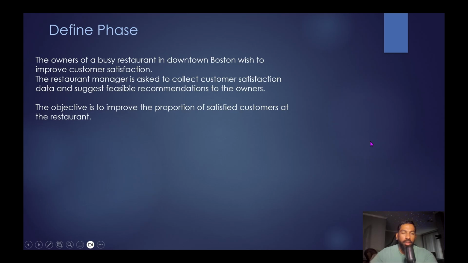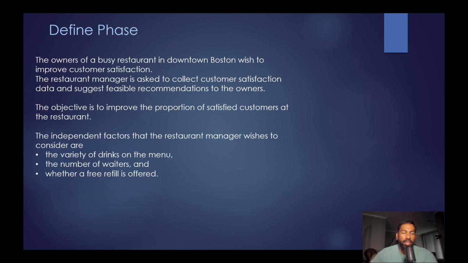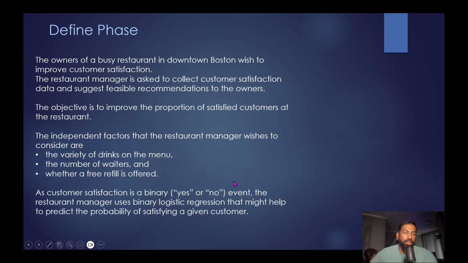So the objective is to improve the proportion of satisfied customers at the restaurant. And the independent factors that the restaurant manager wishes to consider as an influence on customer satisfaction are the variety of drinks on the menu, the number of waiters, and whether a free refill is provided. And as I had mentioned previously, customer satisfaction is a binary yes or no event. Hence, the restaurant manager will be using binary logistic regression to predict the probability of satisfying a given customer.